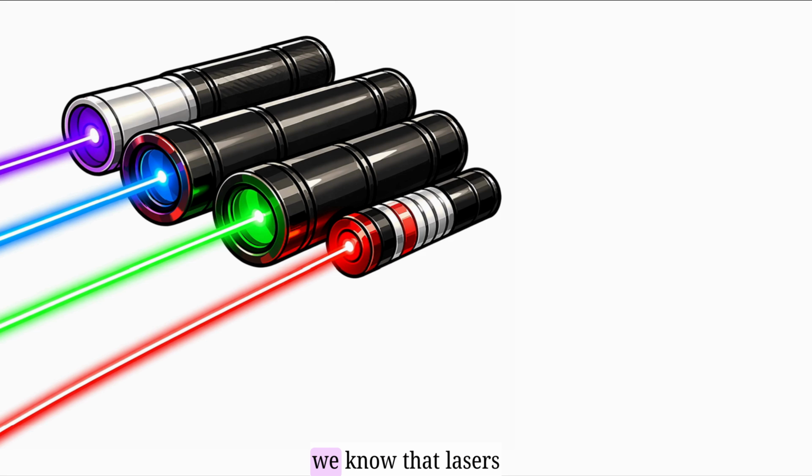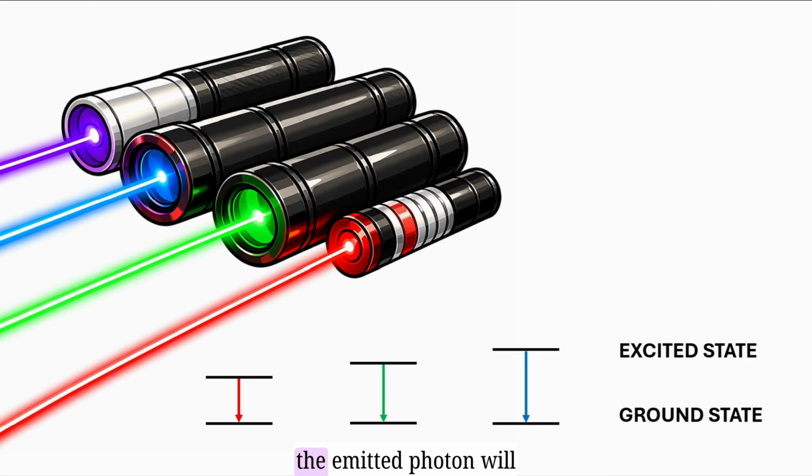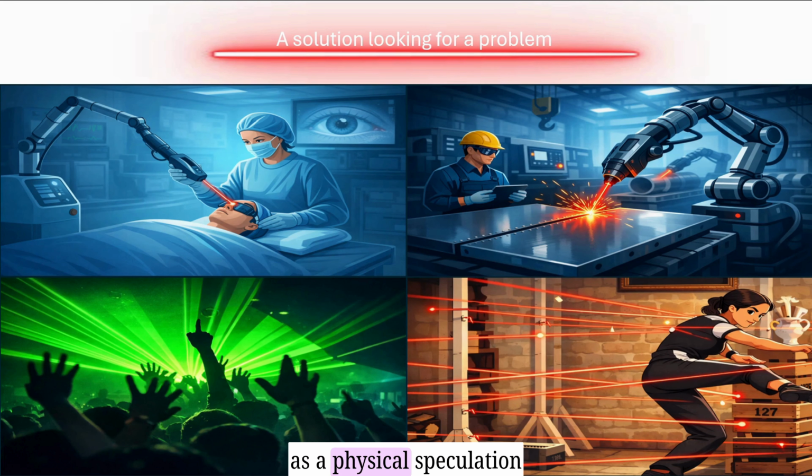From experience, we know that lasers can have different colors. But why? The reason lies in the energy level structure. Depending on the distance between two levels, the emitted photon will have a different color. So what began as a physical speculation turns out to be a technology we now rely on in many areas of everyday life.